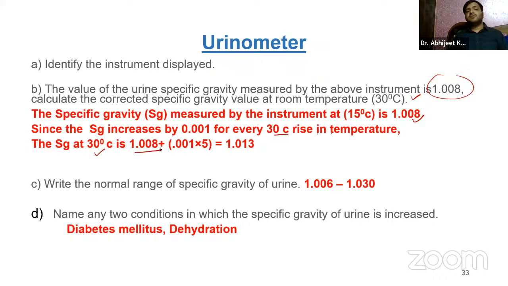so specific gravity at 30 degrees Celsius is 1.008 plus 0.001 into 5. So that will be 1.013. Normal range of specific gravity of urine is 1.006 to 1.030. And two conditions in which the specific gravity of urine is increased are diabetes mellitus and dehydration.